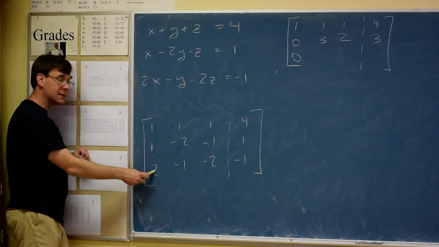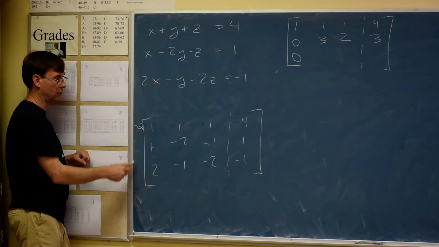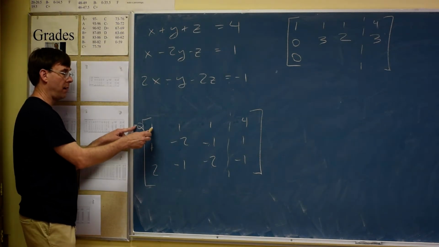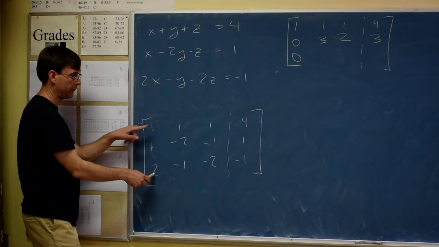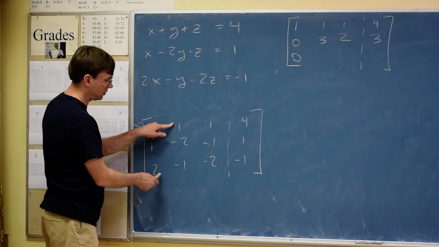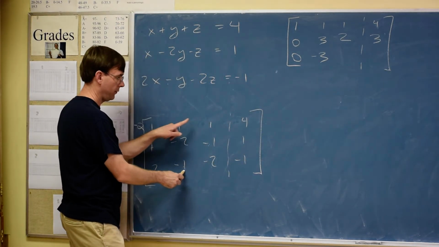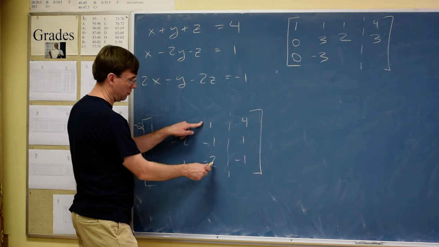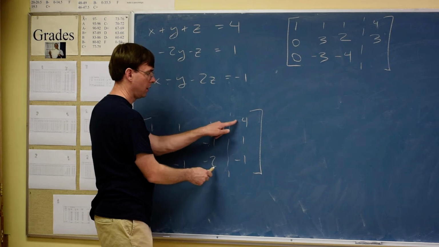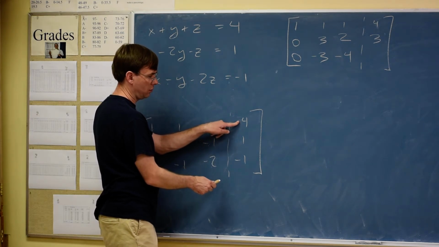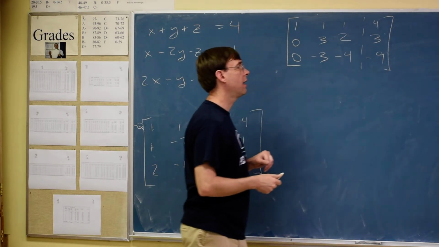For me to make this a 0, I need this to multiply by negative 2. So I'm going to multiply by negative 2 and add to make the 0 I already made. Multiply by negative 2 and add to make a negative 3 there. Multiply by negative 2 and add to make a negative 4 there. Multiply by negative 2 to get negative 8 and add to get negative 9 there.